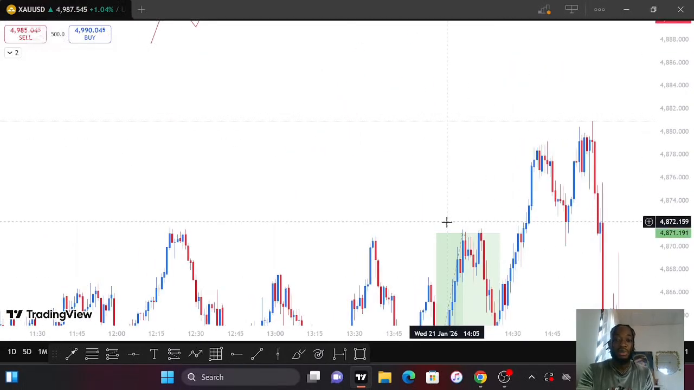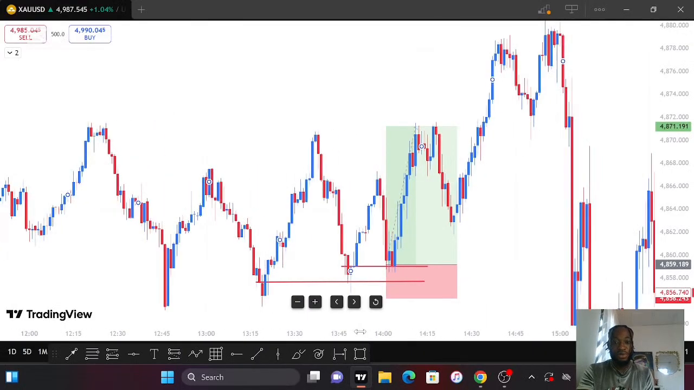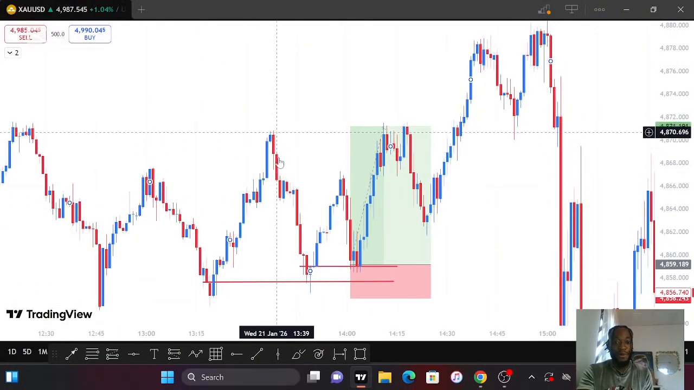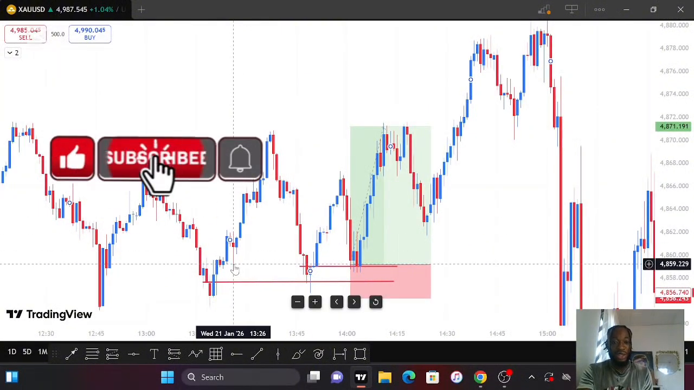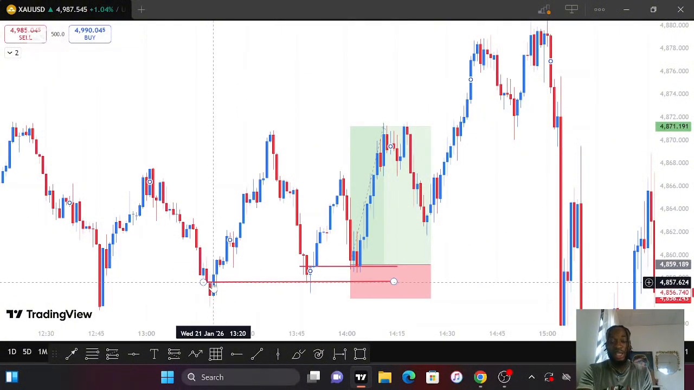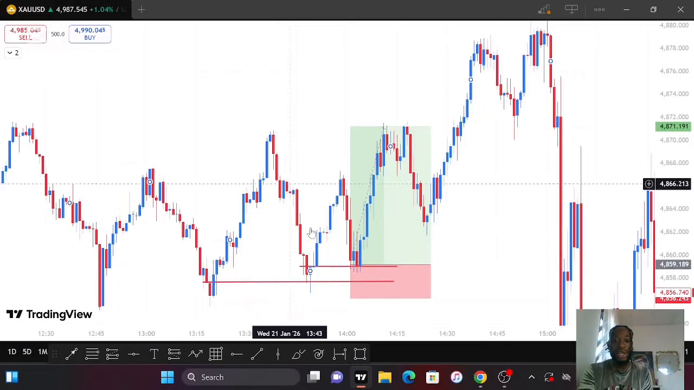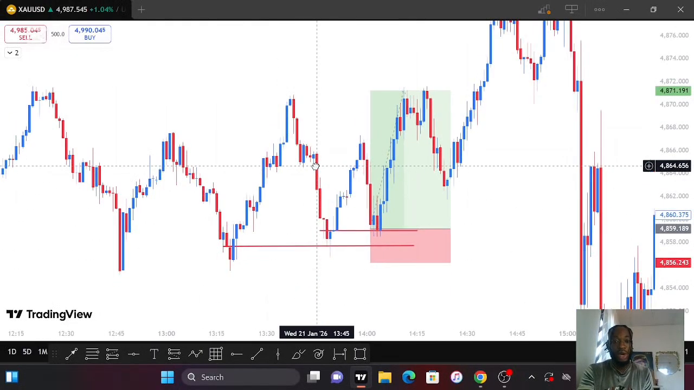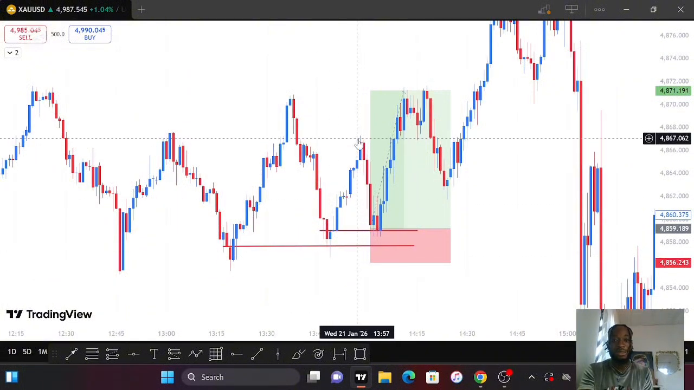So here is the simple setup. Here is how simple the setup was. Look at what I said. After I got this break of structure to the upside, I waited for a little inducement, which is somewhere around here. This is my supply, my demand zone. Waited for a little inducement right here, liquidity for price to take. Price came back, tapped into my zone. After tapping my zone, I waited for a small push to the upside, and this place is what I said.